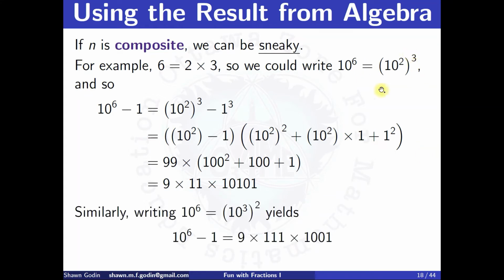If we rewrote it as 10 cubed squared and went through the same process, we get 9 times 111 times 1001. So an interesting thing happens. For one thing, these two expressions are representing the same number. So as a result, we can actually look at the various factors and learn a little bit about the prime factorization. I know that 11 is a prime, so 11 actually has to go into one of these. If I do some division, I can break things down and go back and forth. So I can actually get at the prime factorization of this 10 to the 6 minus 1.